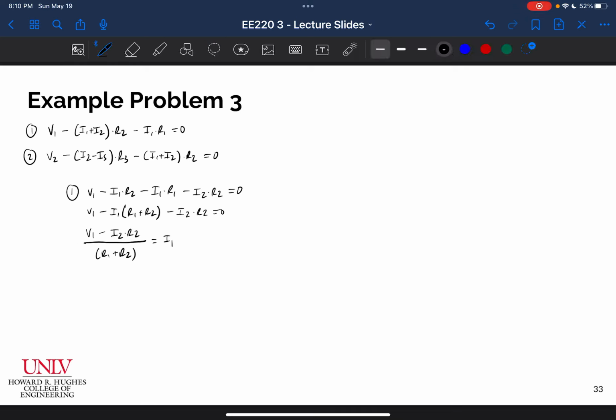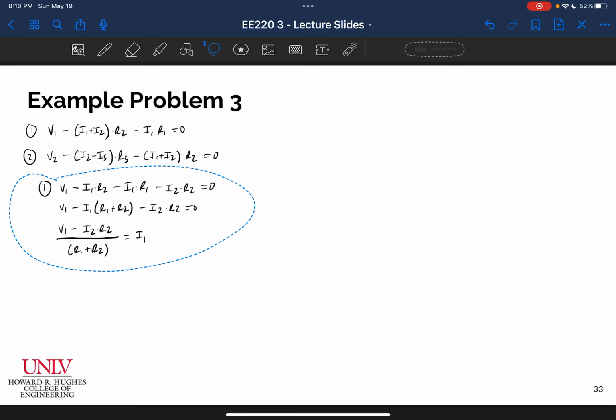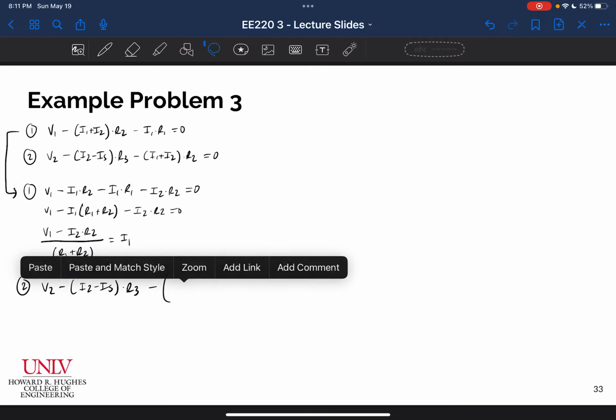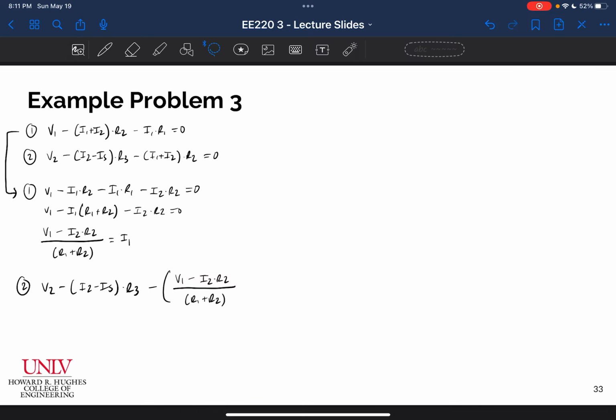Okay, so we got this expression for I1 here. And we want to basically take it and plug it into I1 in our equation 2. So let me write out equation 2 now. It's going to be V2 minus I2 minus IS times R3 minus, and now I have my I1 term, which is this, right? So let me just take that. That's I1, right? And then I need to write plus I2 times R2. And that whole thing is equal to 0.